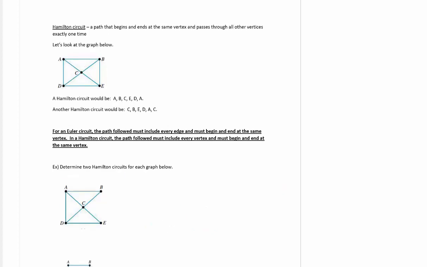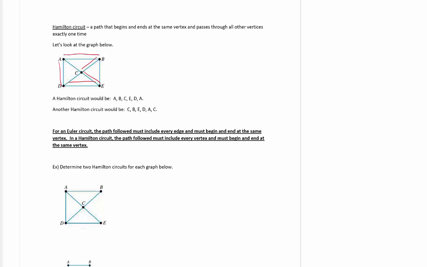Okay, now we're going to talk about what's called a Hamilton circuit. This is a path that begins and ends at the same vertex and passes through all other vertices exactly one time. So let's take a look at the graph below. A Hamilton circuit would be A to B, B to C, C to E, E to D, and D to A. Start at A and finish up at A.